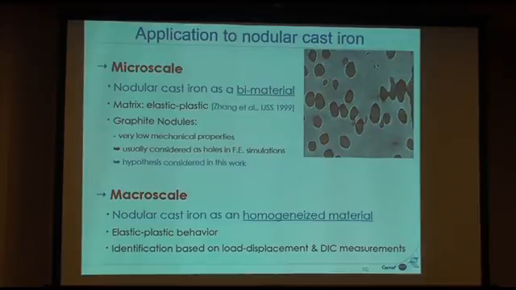Then if you model this material at the macroscopic scale, you have to use a homogeneous material here, and we also have an elastic plastic behavior. This time the behavior was identified by using load displacement observations and DIC measurements. So we have an elastic plastic behavior for the macroscopic behavior as well.